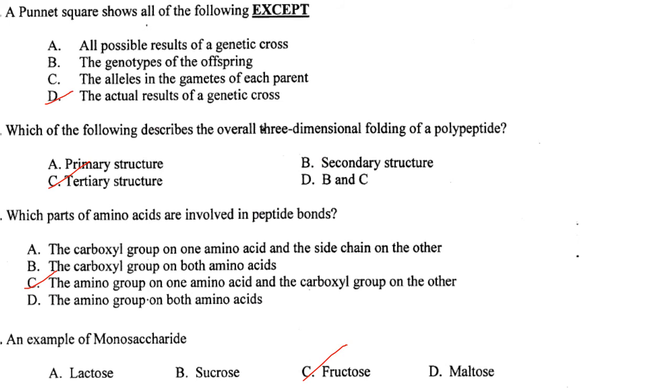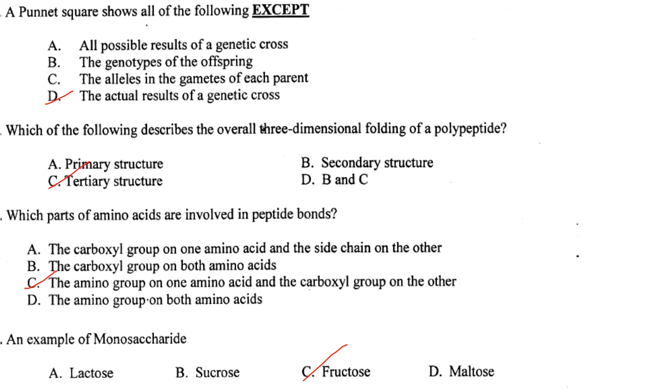Then next one. A Punnett square shows all of the following except: all possible results of a genetic cross, that is correct; the genotypes of the offspring, that is also correct; the alleles in the gametes of each parent, that is also correct; the actual result of the genetic cross. It doesn't give the actual result, it only gives the possible results of a genetic cross. So answer is option D.